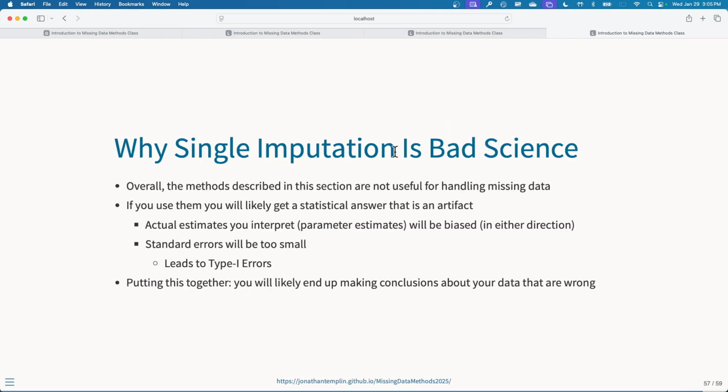So, bad science. I hate to say this. I made this slide many years ago thinking about the community I was in. It's not good to do. Single imputation, not a good idea. It reduces the range, reduces your standard errors, leads to type 1 errors, and makes bad conclusions. And yet, what did I say about test scores? They're all single imputation. Bad idea. So, the test score itself is fine.